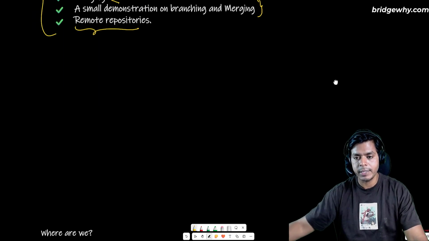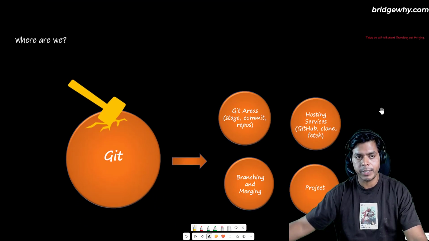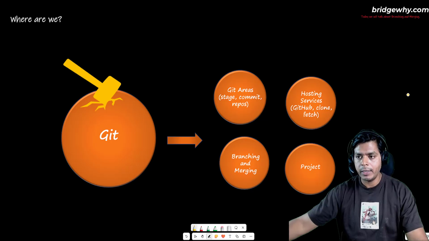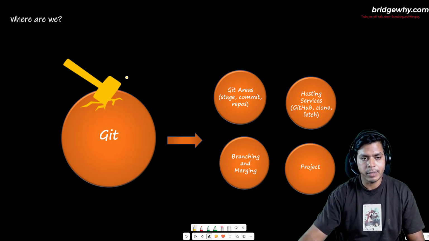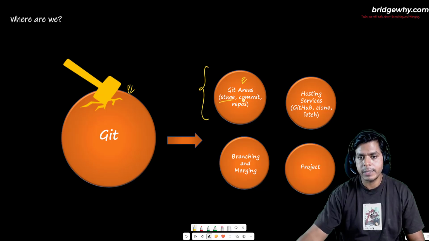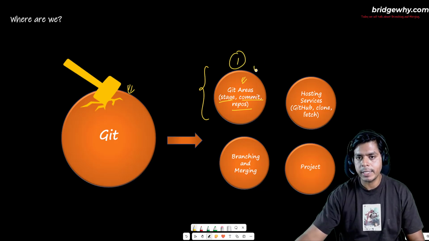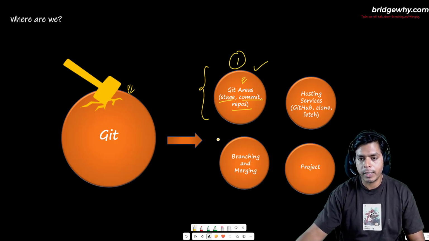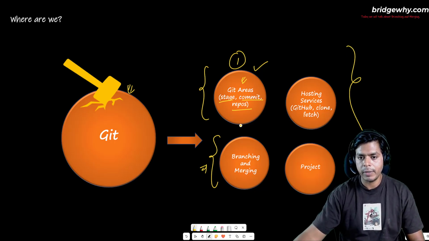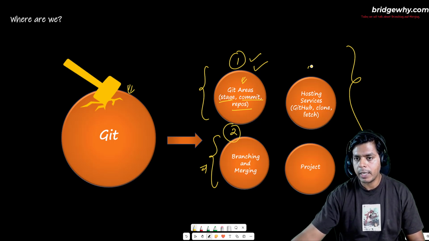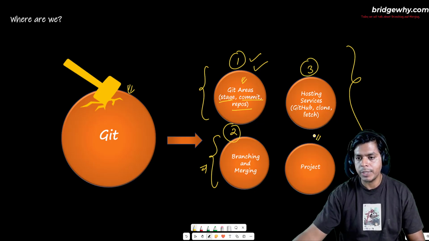So exactly where are we with respect to this complete course? As you all know, when we hammered Git, it gave us four different pieces. And the number one piece, Git areas, specifically staging, commits, and repositories, we discussed yesterday, right? So this portion is done. Today, we are going to complete branching and merging. So if you consider all the four pieces, one is already done, today we will cover the second. Tomorrow's class, the third, and in the last class, we will be talking about a project.